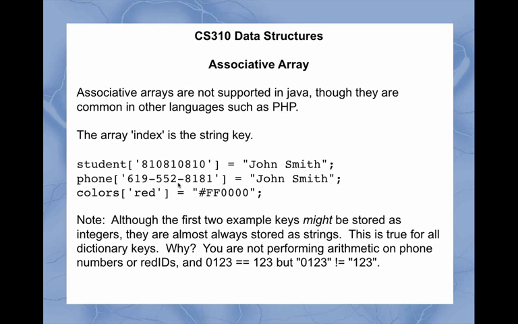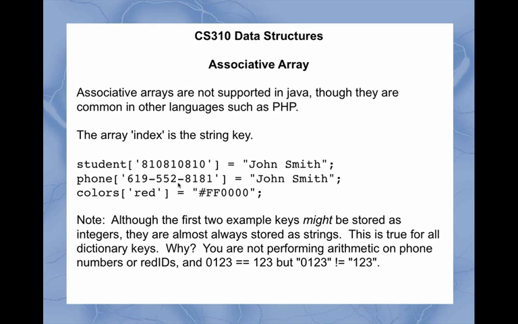And this is true in general for dictionary keys. For instance, if you see an item number on something at Costco, it looks like an integer, but typically it's not. They're almost always stored as strings. And the reason for this is twofold. First, you're not performing arithmetic on it. You're not going to add two part numbers together. That doesn't really make any sense. And the other important reason is for comparisons. So 0123 is equal to 123 as an integer, but they're not equal as strings.